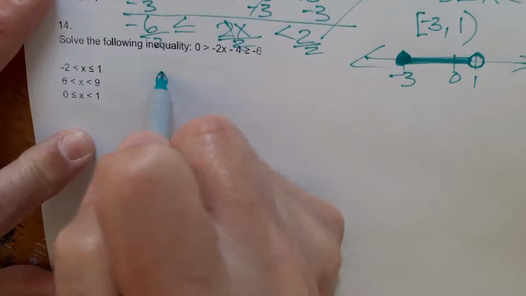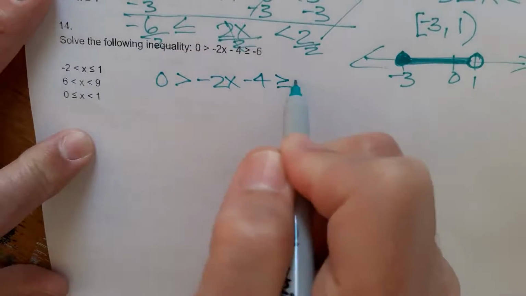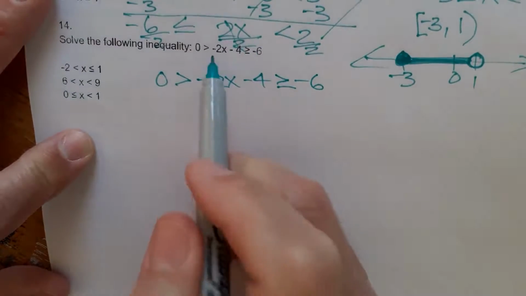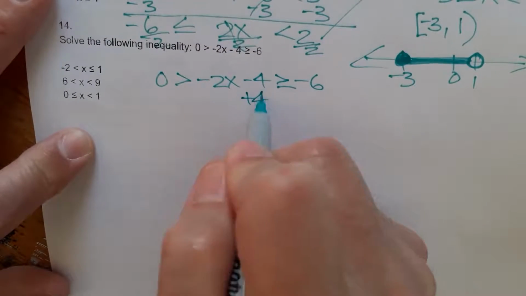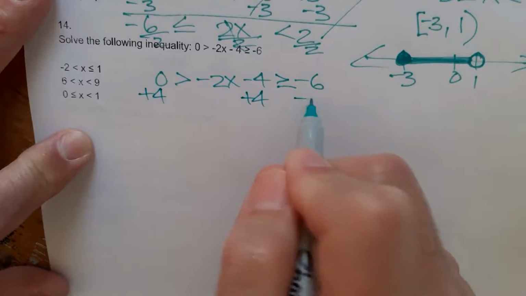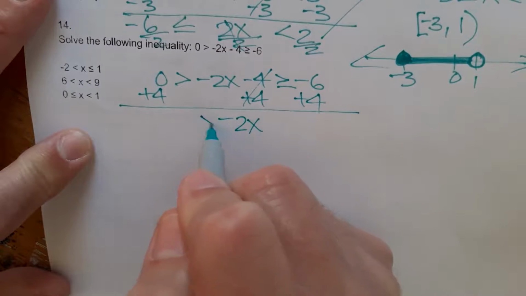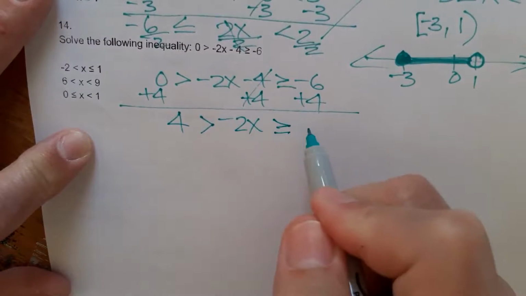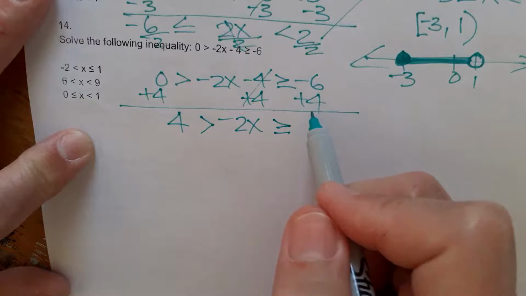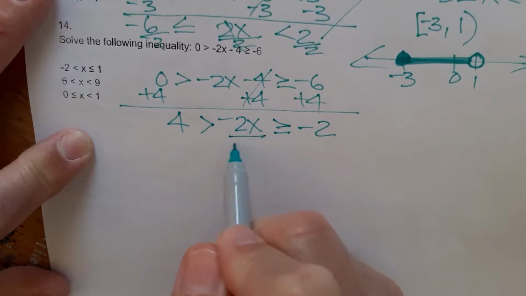Okay, let's go for this one. 0 is less than -2x minus 4, which is greater than or equal to -6. That's what we've got here. Did I write it right? So let's add 4 to all sides. Gone from the middle, -2x in the middle, less than, we have a 4 here. We have a greater than or equal to here. And -6 plus 4 is -2. We can now go back and divide everything by -2.